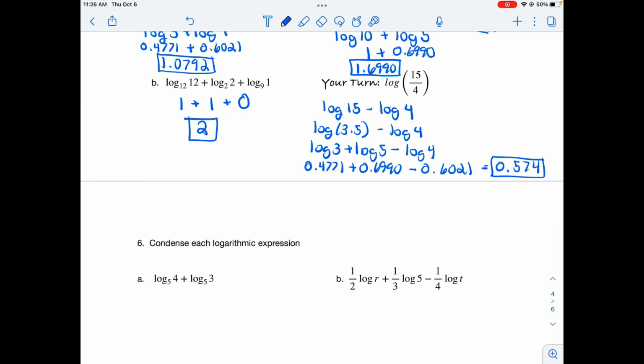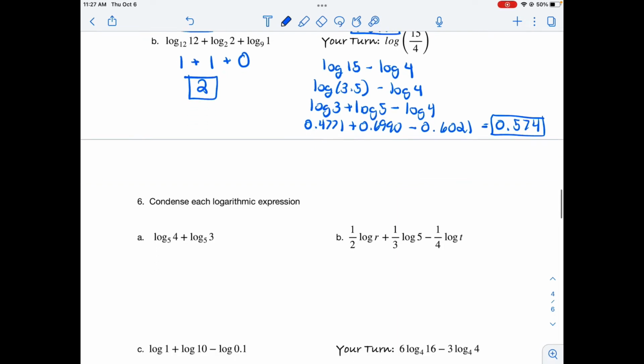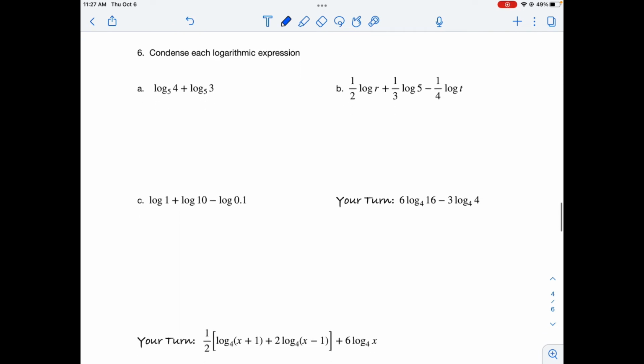All right, now I said there was a number of different ways that we're to use these properties. So another technique that you'll be asked to do is condense your logarithms. You'll need this when we have to solve logarithm equations later on. And to condense a logarithm, that just means we're going to combine these using our properties until we get a single logarithm. Now we can only condense logarithms that have the same base.